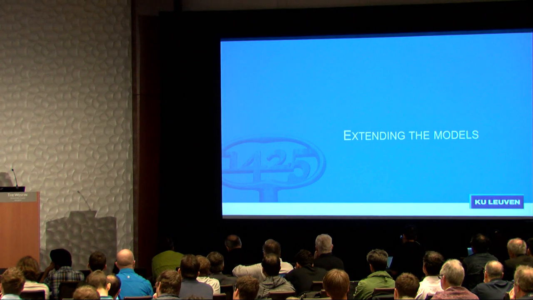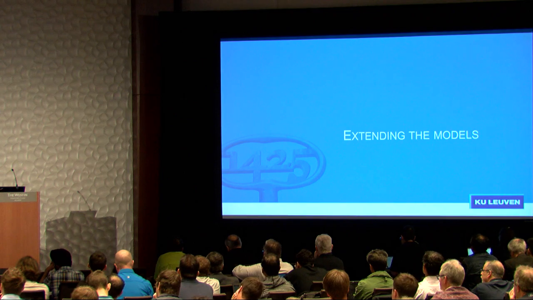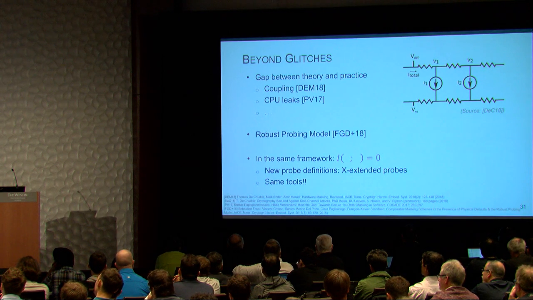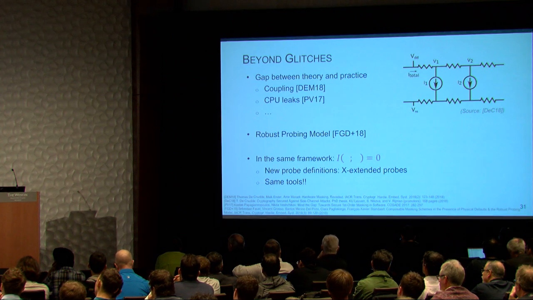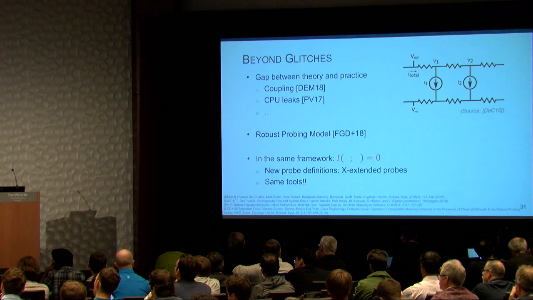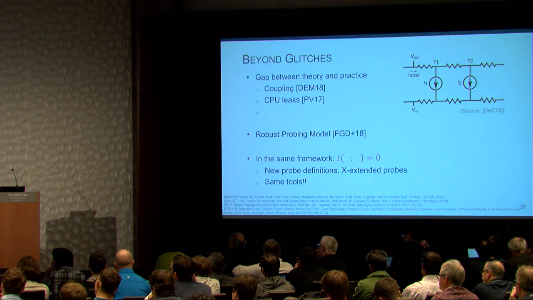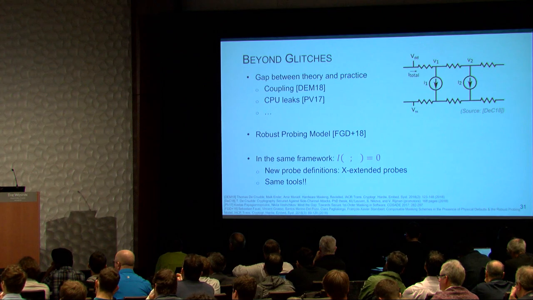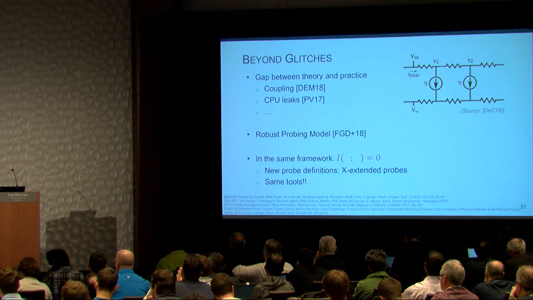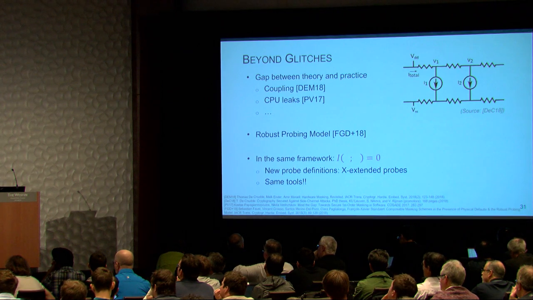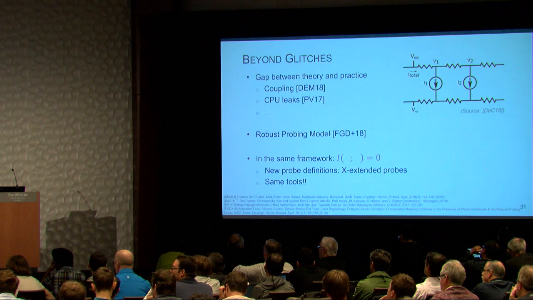And why stop there? In the last years, a lot of people have noticed that there is a gap between theory and practice. For example, last year at CHES, Thomas De Cnudde presented a work about coupling, which basically showed that the independent leakage assumption does not always hold. Also in software masking, a lot of people noticed that the CPU can introduce extra leakages into software implementations that are actually considered theoretically secure. So what does this mean? It means that our theory is incomplete. Again, I'm going to refer to the robust probing model paper from last year, which started to extend our theory by defining new kinds of probes, not only glitch extended probes, but also extended probes for memory transitions or coupling. And the point is that we can keep using the same framework of the mutual information with these new extended probes, and that way we can test security in a whole bunch of new models.